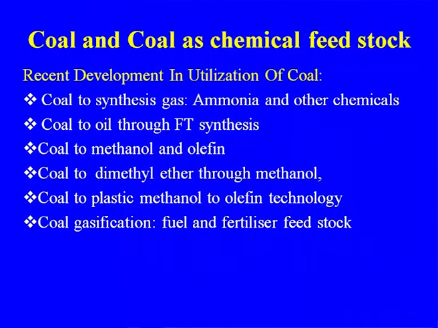Coal to synthesis gas, that is, ammonia and other chemicals that we are making from the synthesis gas. Synthesis gas means, when we take the hydrogen and nitrogen from the synthesis gas, it goes to the fertilizer plant for the making of ammonia. And as you know, ammonia is one of the major feedstocks, not only for the chemical fertilizer industry, but also for the chemical industry.